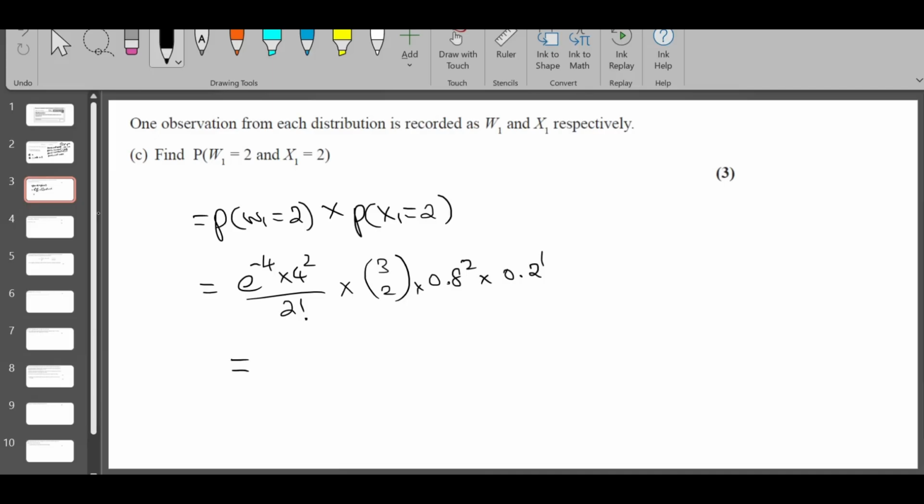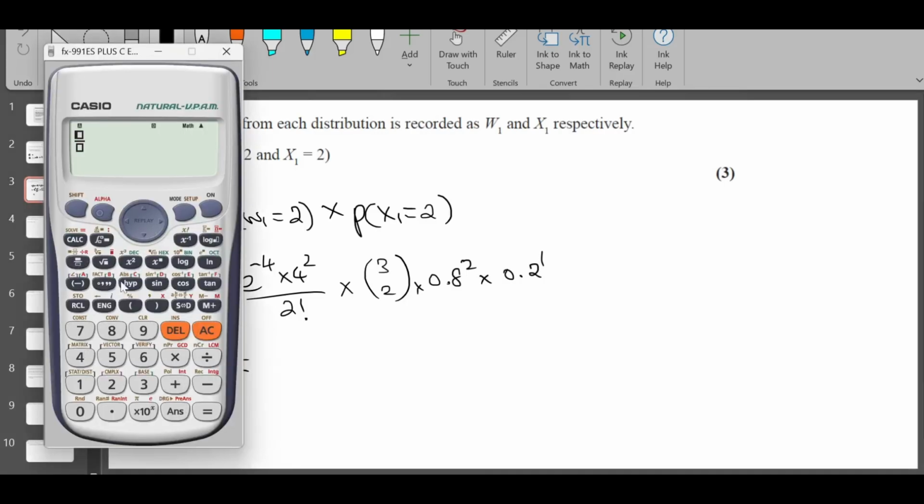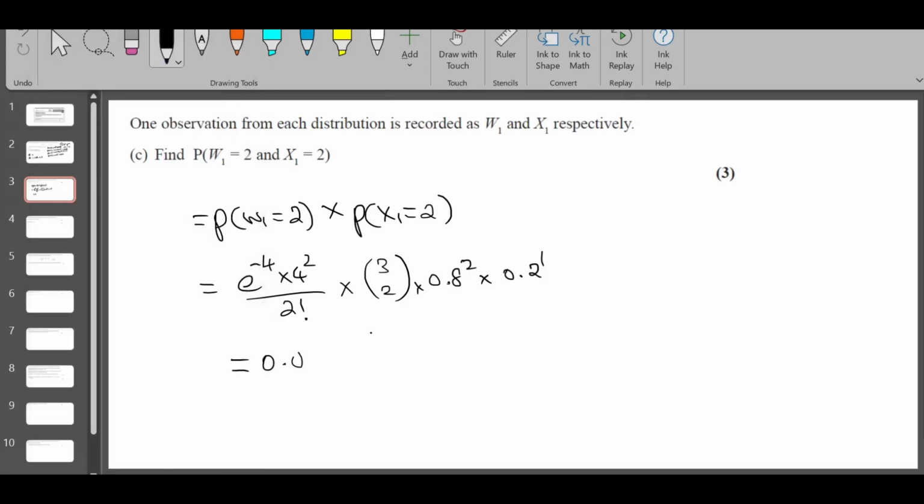Let's calculate this. e to the power minus 4 times 4 square over 2 factorial, which is just 2, times 3C2, which is just 3, times 0.8 square times 0.2, gives 0.05626 and so on. You can also round it to 3 significant figures, 0.0563. That's all. Just a 3 mark question. Let's move on to part D now.